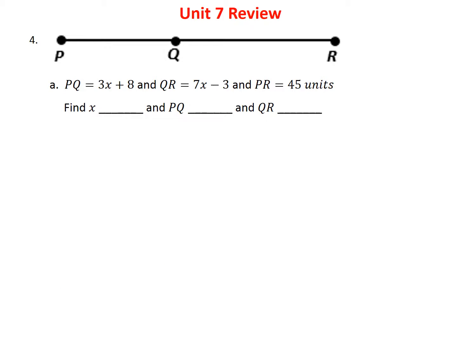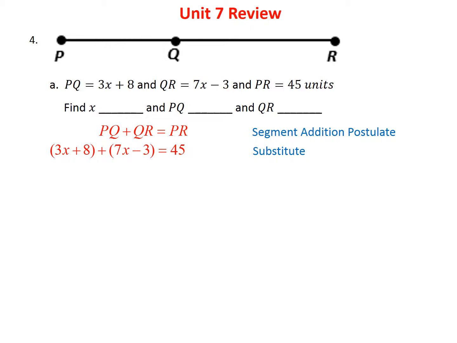Number 4 shows us a line segment made up of 2 line segments. And we can see that PQ and QR both go together to form the line PR. So we're going to use the segment addition postulate. The segment addition postulate states that PQ plus QR, the measure of each of them, adds up to the measure of the whole. Now all we have to do is substitute what we know. PQ is 3x plus 8, QR is 7x minus 3, and they told us that PR is 45 units.